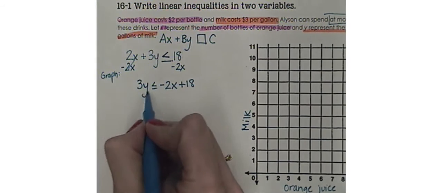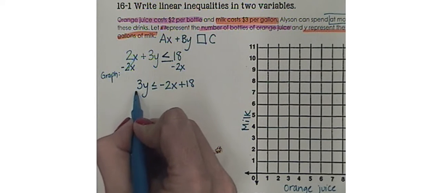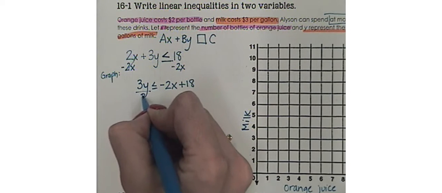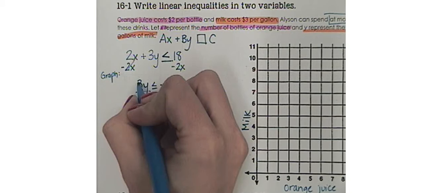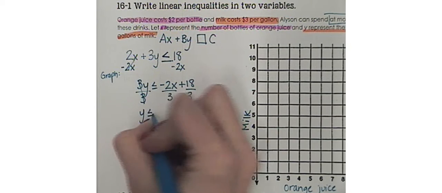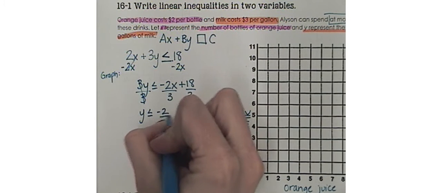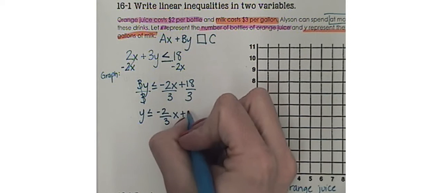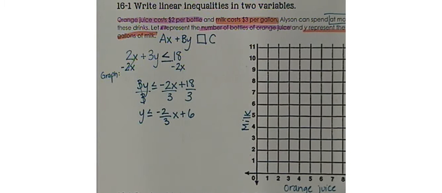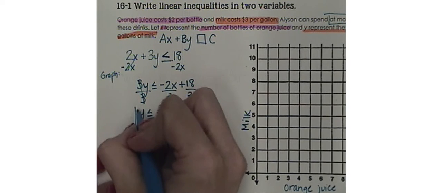Then I want this y alone, and there's a 3 in front of it. That means they're being multiplied, so the opposite is to divide everything by 3. These cancel. Negative 2 divided by 3 does not reduce, so I'm going to leave it. 18 divided by 3 is 6. And now this is in slope-intercept form.